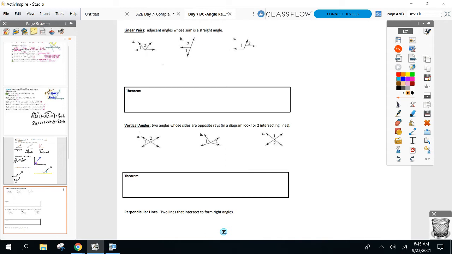Part A. Do you think angles 1 and 2 are linear pairs? Are those two angles that form a straight line? No, absolutely not. They don't form a straight line.